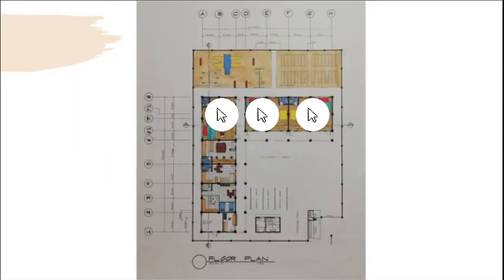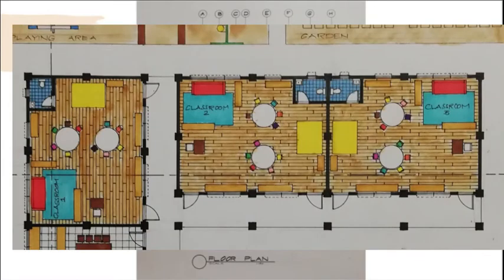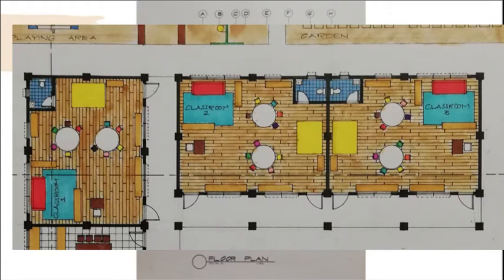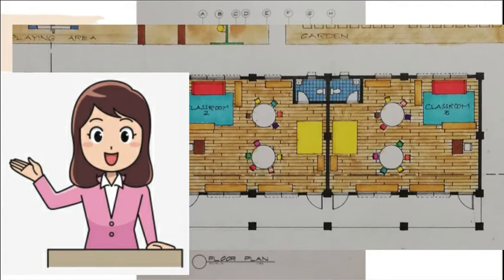Next are the three classrooms, which are identical in every aspect. The classroom has a door on both ends and it opens outward to be able to open easily, especially in emergency situations. Upon entering the room, the teacher's table would be the first thing you will see.